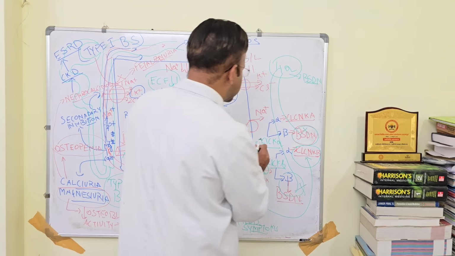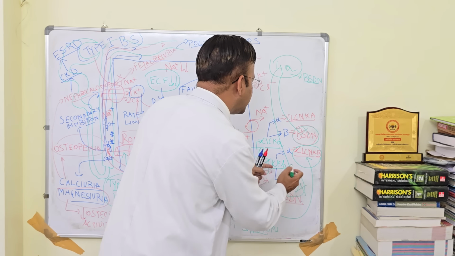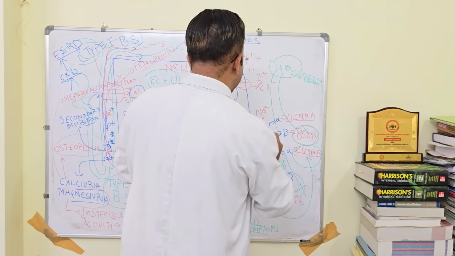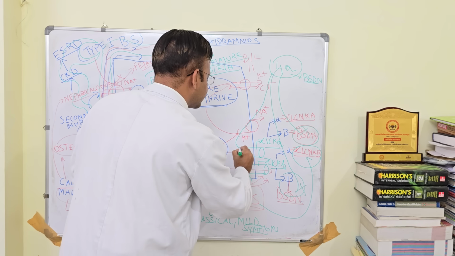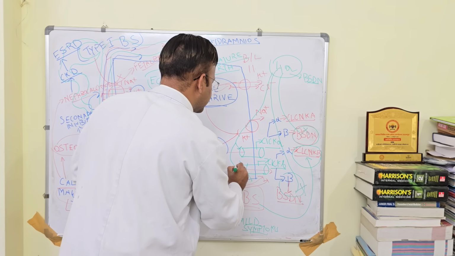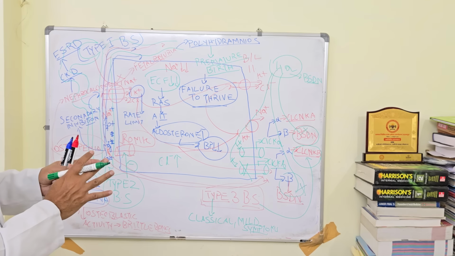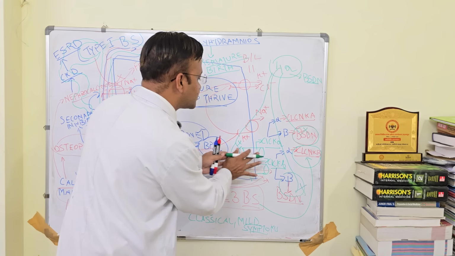The beta subunit of CLC-KA is not working and the beta subunit of CLC-KB is also not working. So Bartter syndrome type 4A will inactivate both your chloride channels, right? This is something serious. If both the chloride channels are gone, think about it.